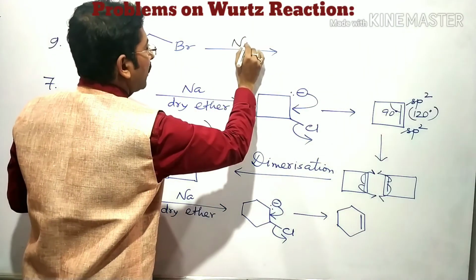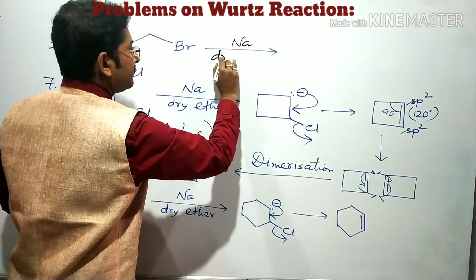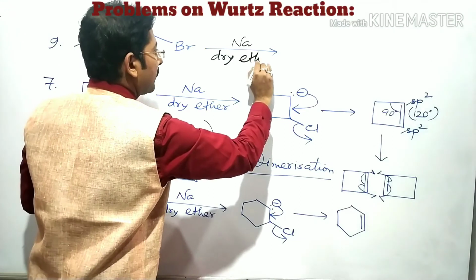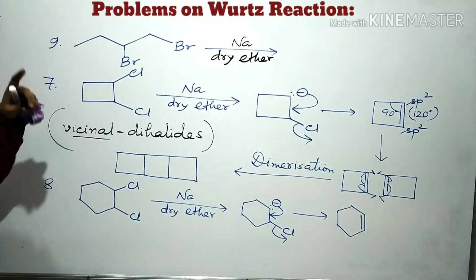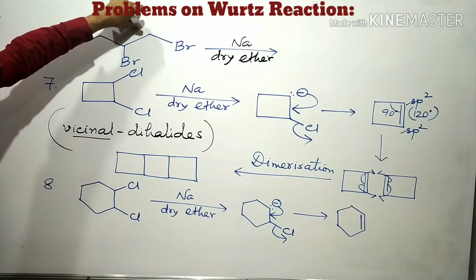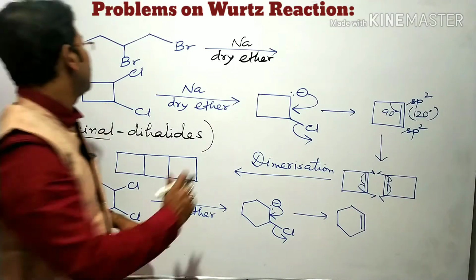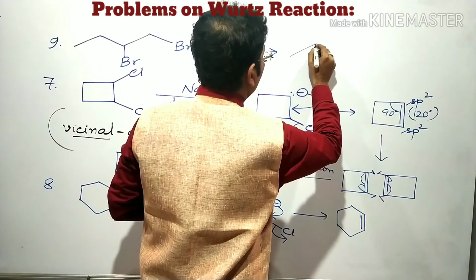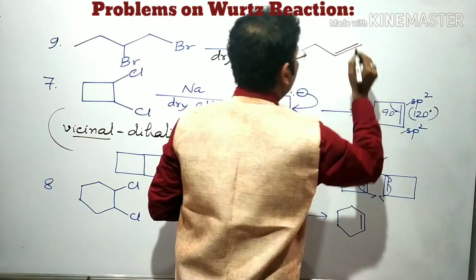If we treat this molecule with sodium in dry ether, what will happen? The same sort of product will be obtained. The carbanion will be formed here and this will form the double bond, Br minus will be released. So our product will be nothing but this one.